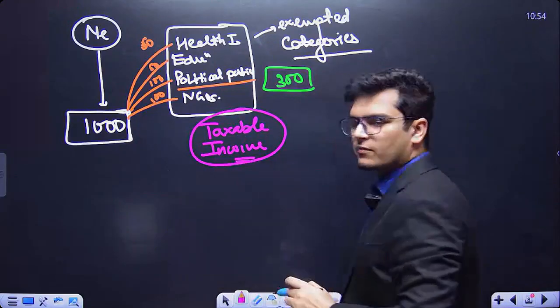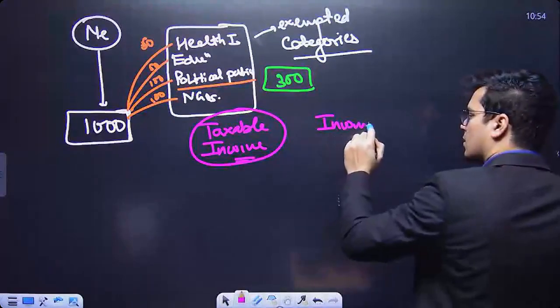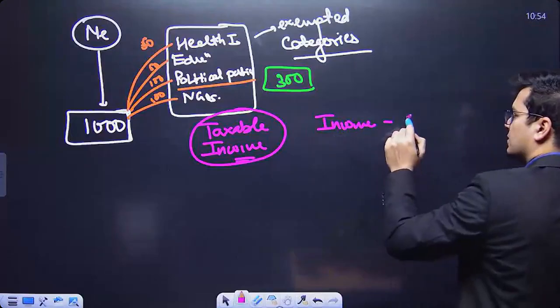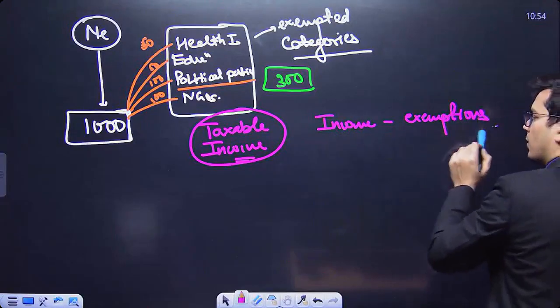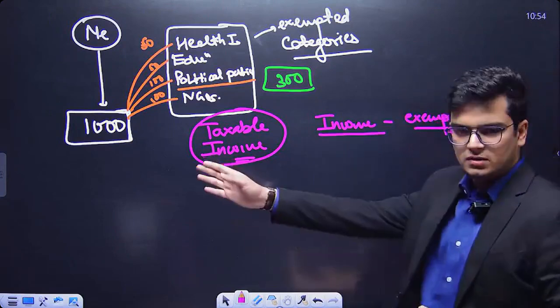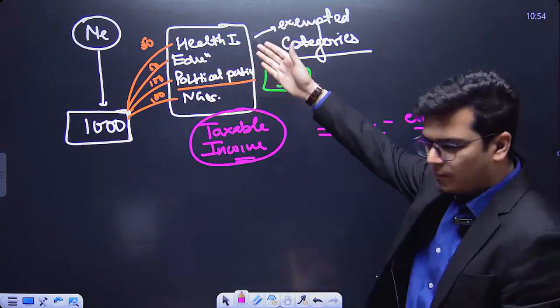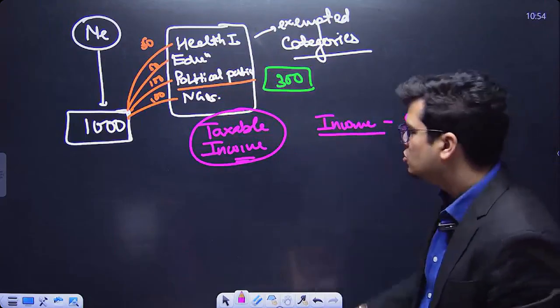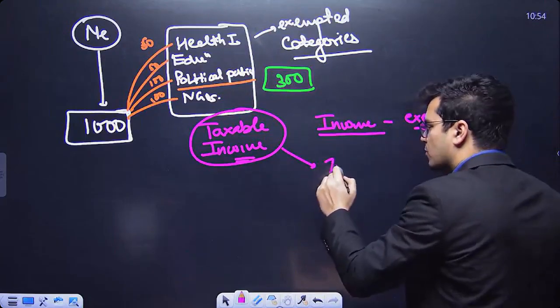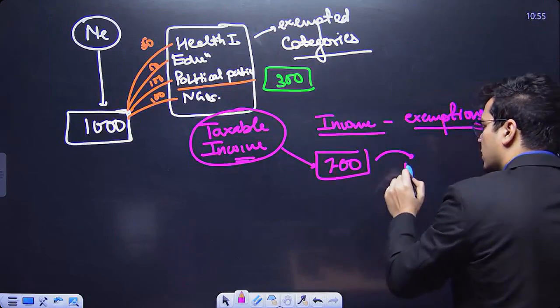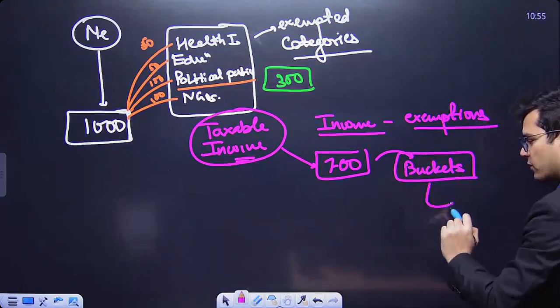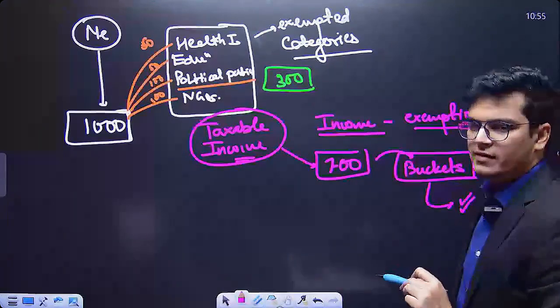How does government calculate taxable income? Income minus exemptions. So my income was rupees 1000. My exemptions are 300. So my taxable income becomes rupees 700. Now on this 700, this will go into various buckets, and government will levy tax.